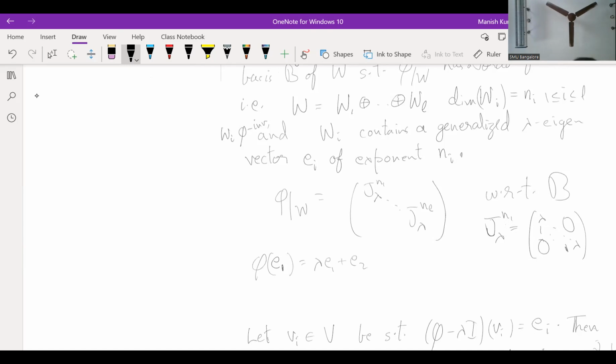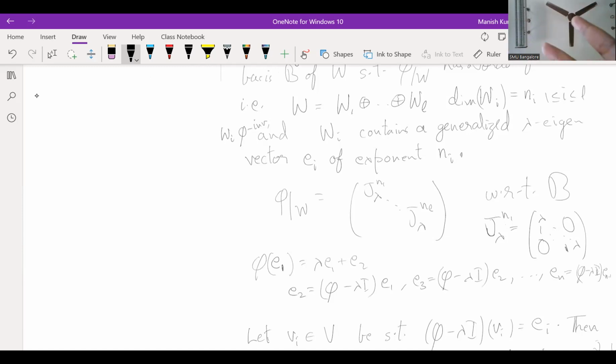So in particular it tells us that E2 is phi minus lambda I of E1. E3 is phi minus lambda I of E2, and so on, up to En. In the previous one we started with V0, and that's why we went till Vn minus 1. Here I'm starting with E1, so I have to go all the way to En. En is phi minus lambda I times En minus 1.